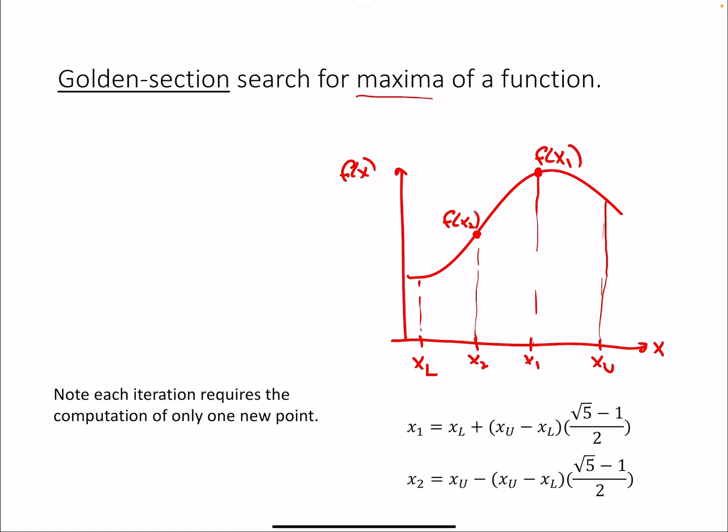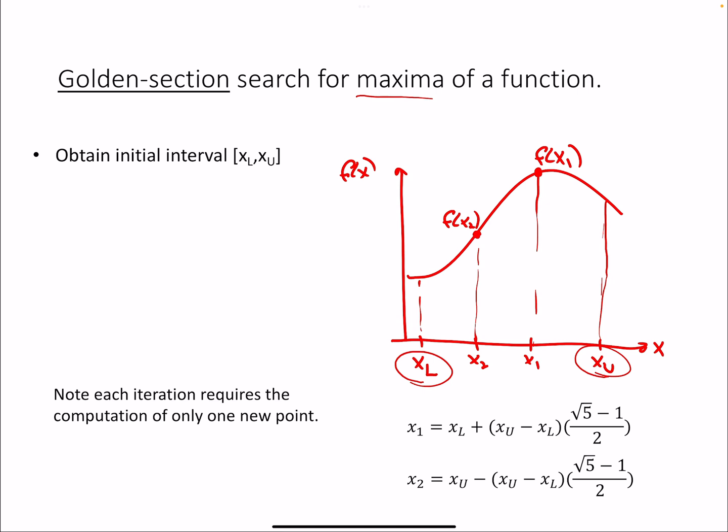And let's suppose that somehow either we're given or we estimated some initial value, which we call xl for lower bound and xu for upper bound. And let's imagine that we are given the knowledge at the beginning that the maximum of this function happens somewhere in between xl and xu.